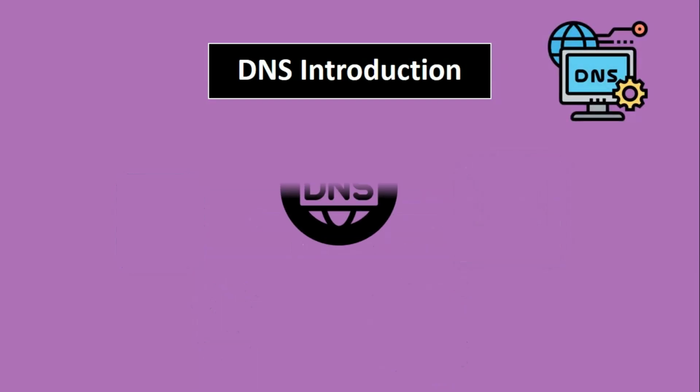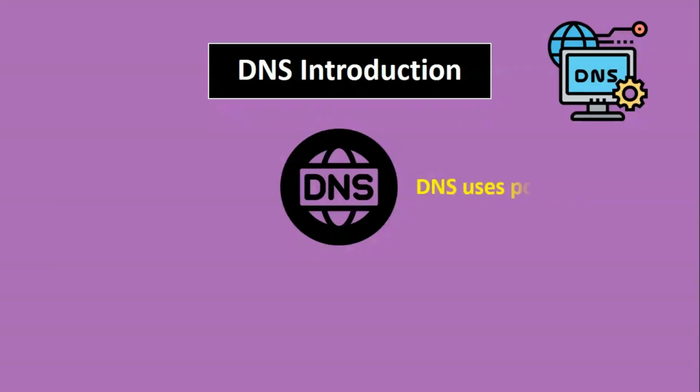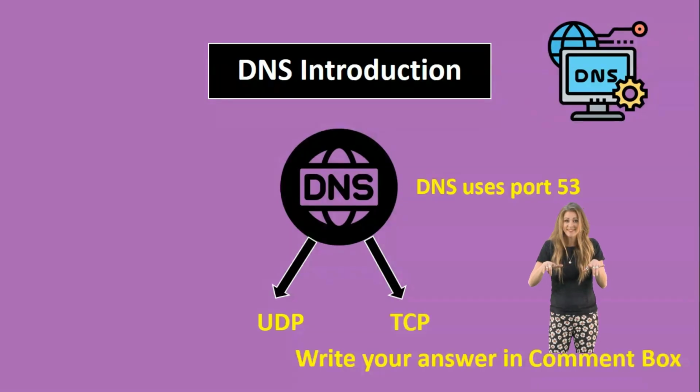What is the DNS port number and protocol? DNS port number is 53. DNS uses two protocols, UDP and TCP. UDP is the default one. Please write your answer in the comment box. In which scenario will DNS use the TCP protocol?